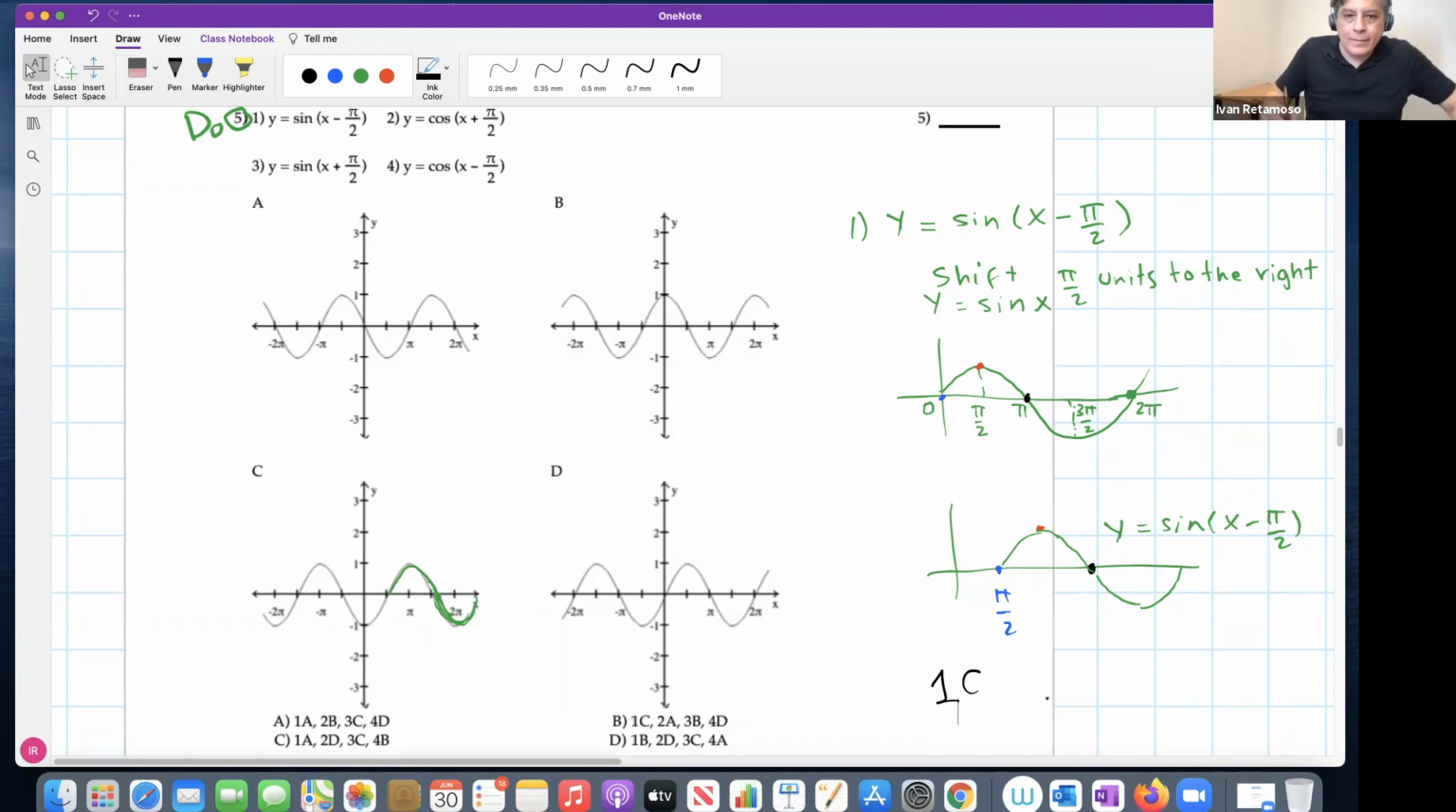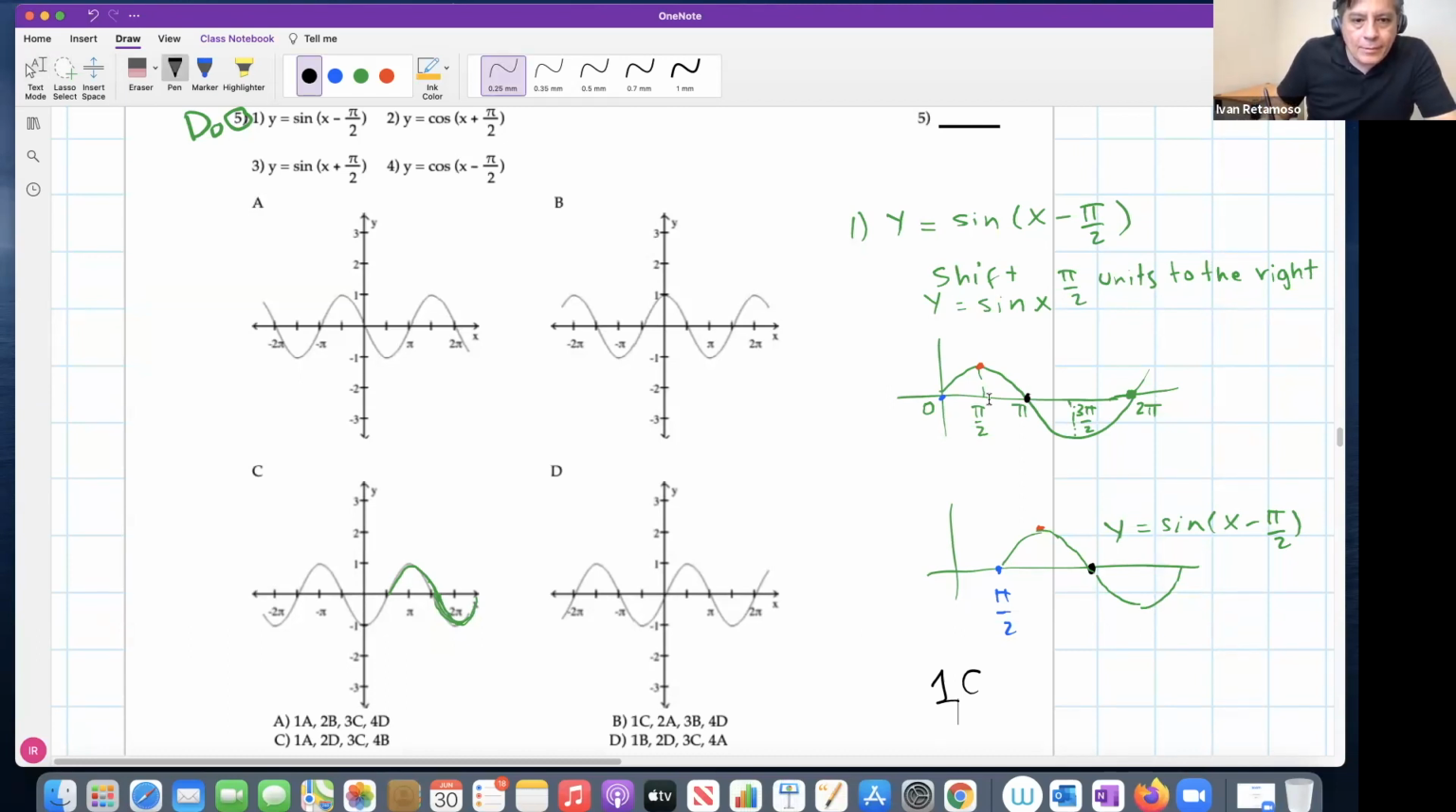Yeah, correct. Then continue with 2. Cosine of x plus pi over 2 is the graph of y equals cosine of x shifted pi over 2 units to the left. To the left.